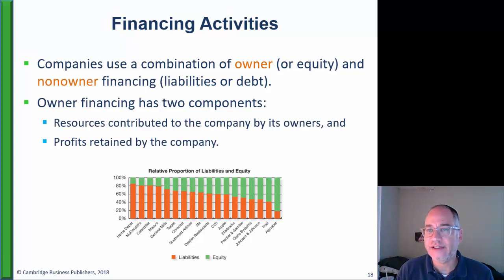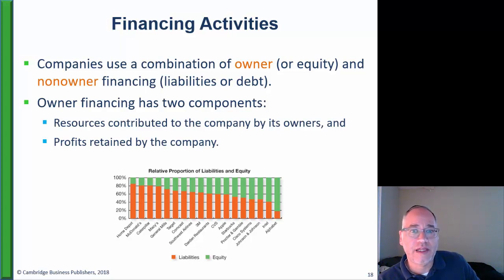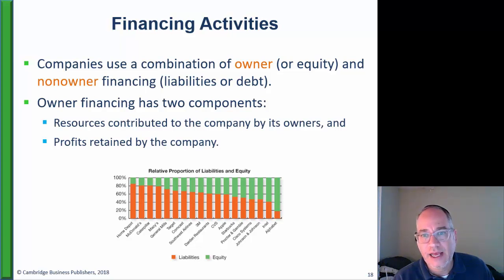Financing activities is where your funding comes from. So again, it could come from owner sources or non-owner sources. Owner sources would be equity. Non-owner sources would be liabilities or debt. And again, owner financing has two components.